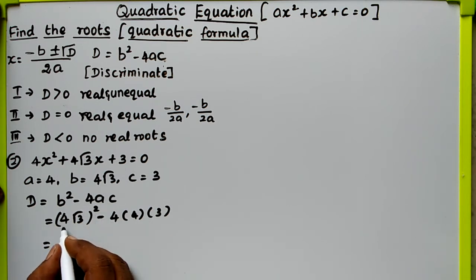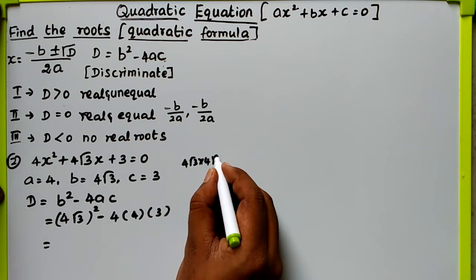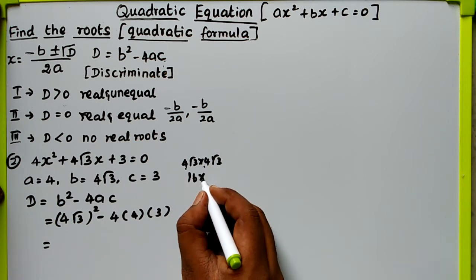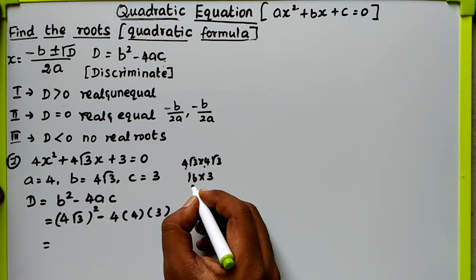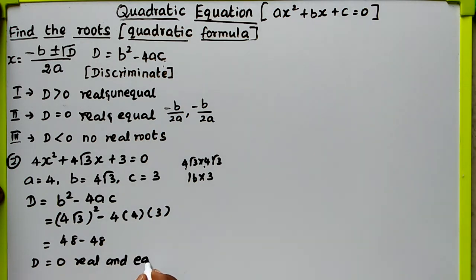B value is 4 root 3, so 4 root 3 whole square minus 4 into a value 4 and c value 3. 4 root 3 whole square we can write as 4 root 3 into 4 root 3: 4 into 4 is 16, and root 3 into root 3 is 3. So 16 into 3 is 48. So 48 minus 48, and D equals 0. When D is 0, we can write real and equal roots.